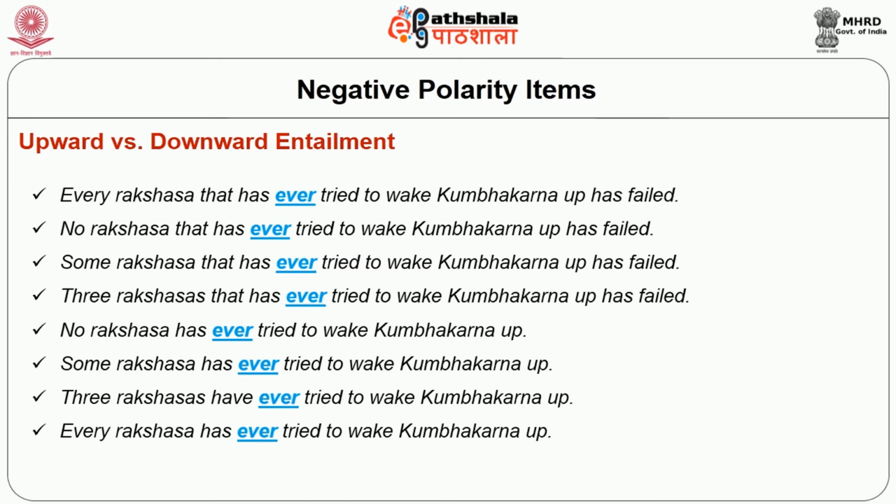Contrast that with examples that are bad with an NPI in the restriction. So some Rakshasa, three Rakshasas, the relevant sentences are bad. Now you can check the downward entailingness of these constructions and you will find that these are precisely the environments that are DE.